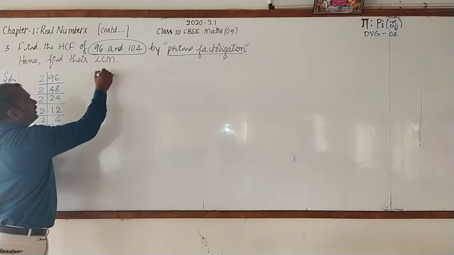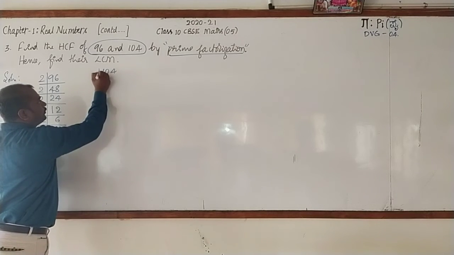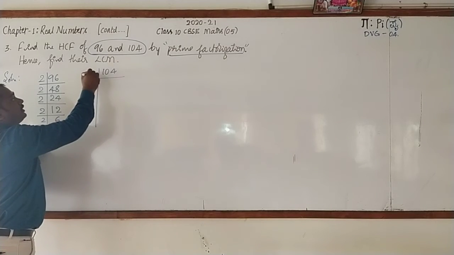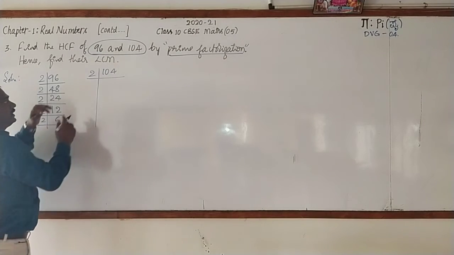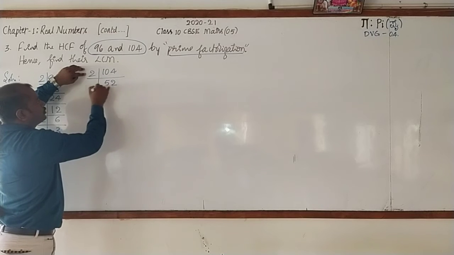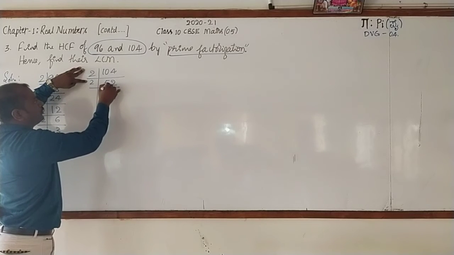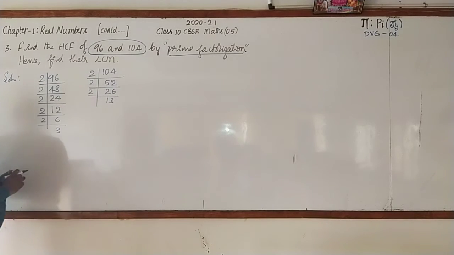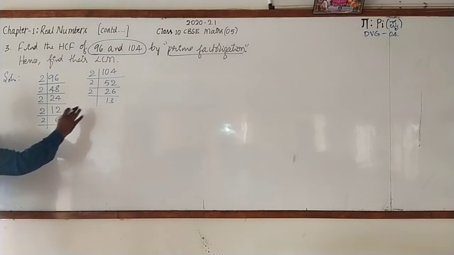Next, the second number is 104. As it is an even number, you can start dividing it by 2. 2 5s are 10, 2 2s are 4, 2 6s are 12, 2 3s are 6, and then 13. That's a prime number, you can end there.